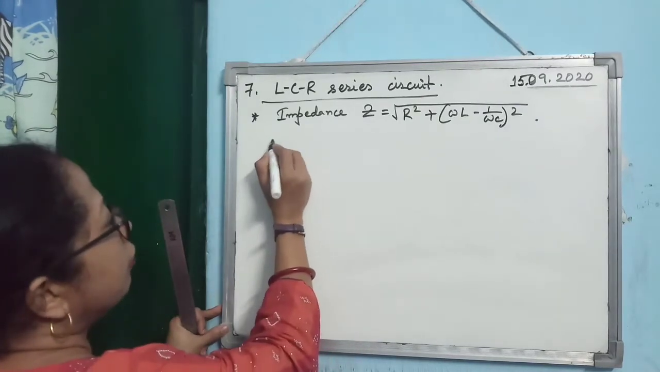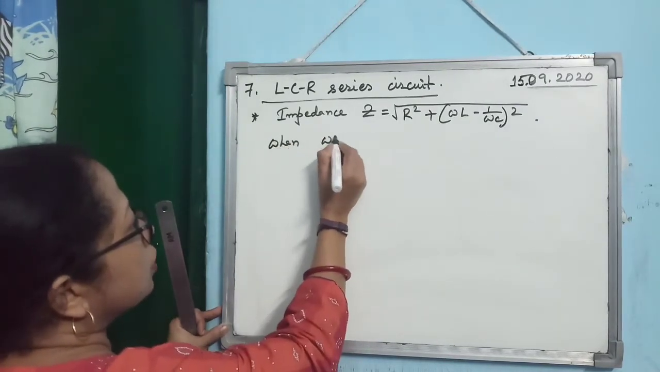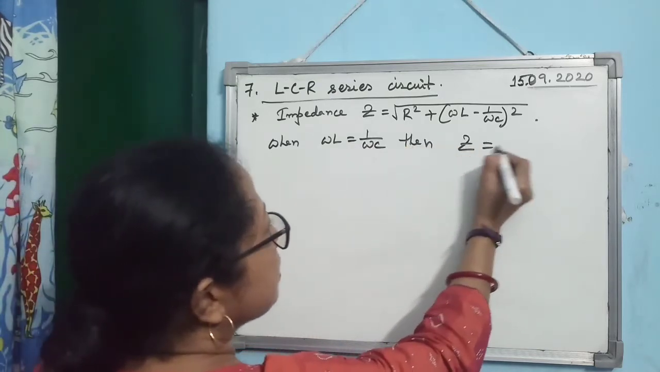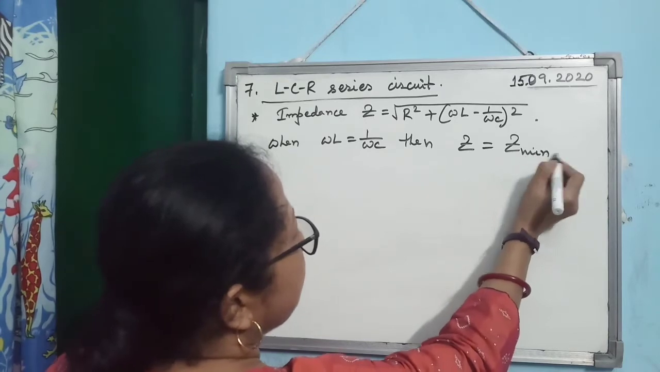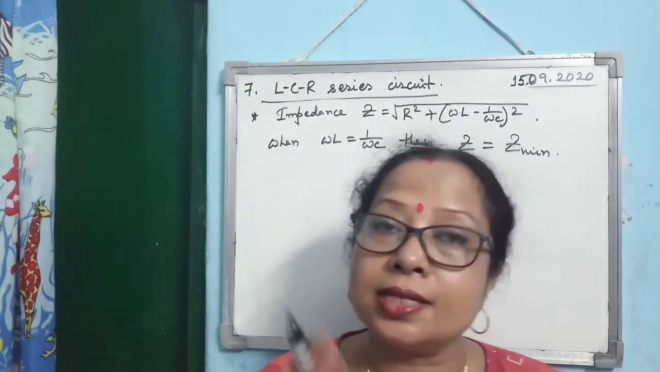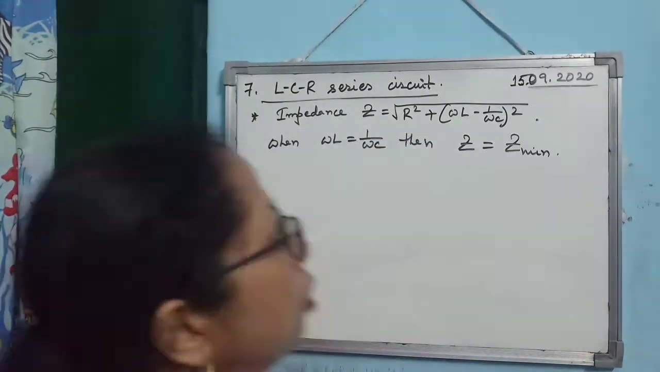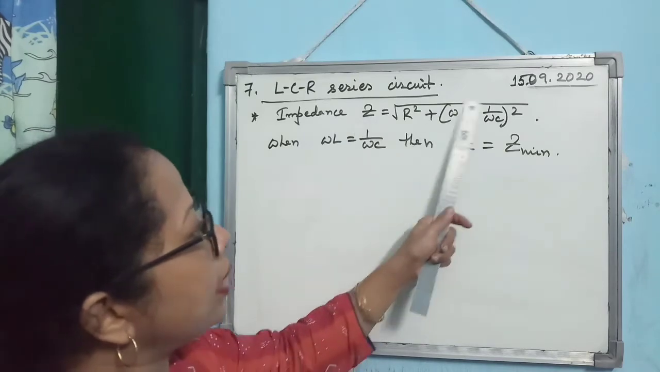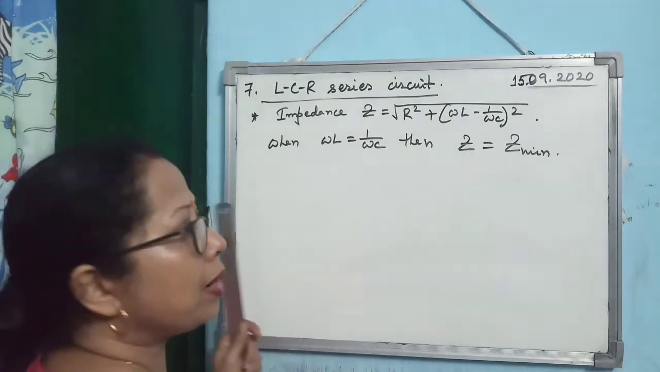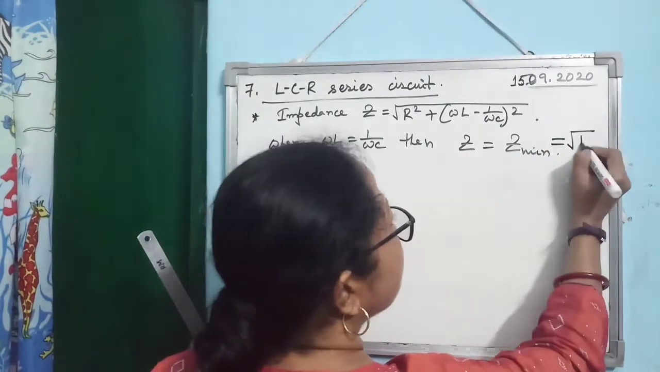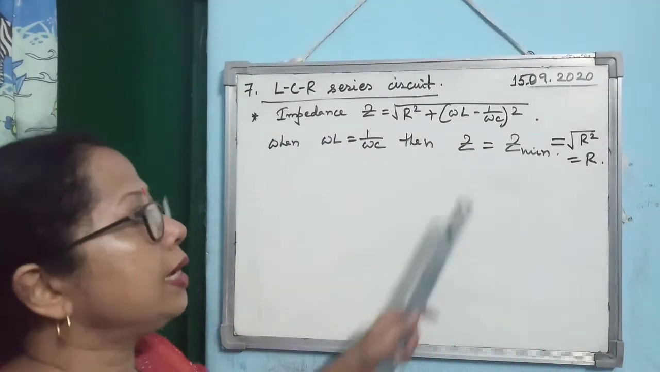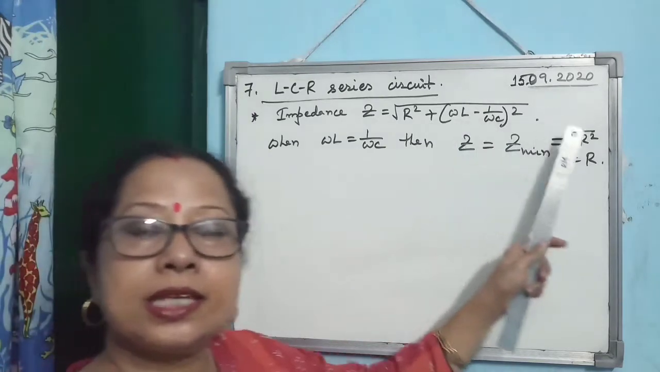So you see, when omega L equals 1 upon omega C, then Z becomes minimum. Because this is a square quantity, and any perfect square may have either 0 value or some positive value. So when omega L equals 1 upon omega C, this value is 0, and Z becomes minimum. And what is the minimum value of Z? It is equal to R. Means when omega L equals 1 upon omega C, it becomes a purely resistive circuit.